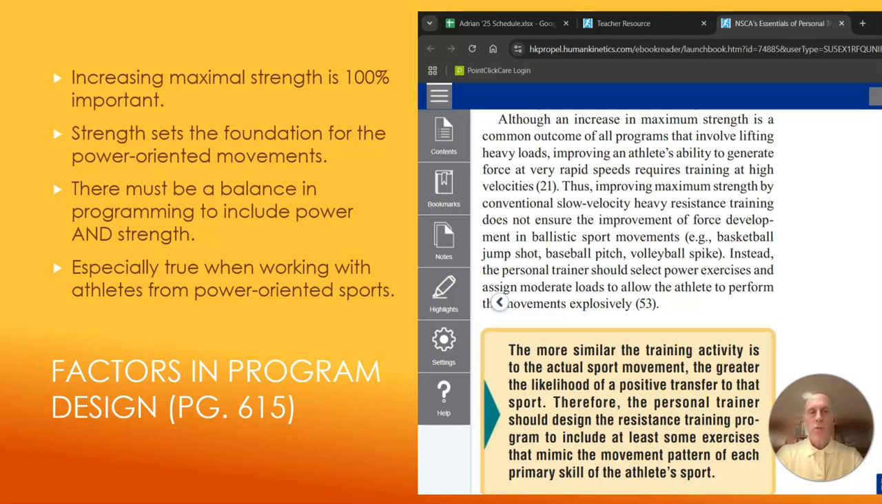And with maximal strength, it's often the outcome that most coaches seek. They want their athletes to be super strong. They want them to be able to squat a ton. They want them to bench a farm animal, which is great, but you also have to have the ability to have transferability, right? So you'd like to have this maximal strength, which is great. It's 100% important. But when you look at this, the ability to generate force at a very rapid speed requires training at high velocities, which is 100% on the mark. Most, if not all, sports require an increased velocity component to be able to be competitive.